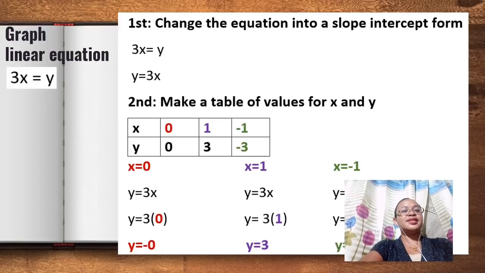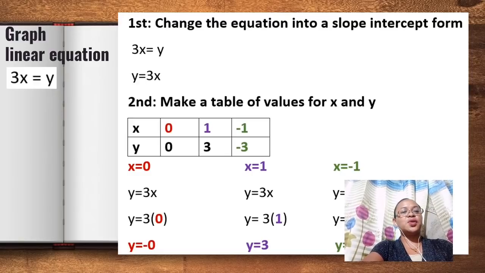Okay, the next is make a table of values for x and y. So we will always substitute values to x. The x is the independent variable. So I usually use 0, 1, and negative 1. So we will have x equals 0, so y is equal to 3 times 0. So 3 times 0 is 0, that is why our x is 0 and our y is 0 also.